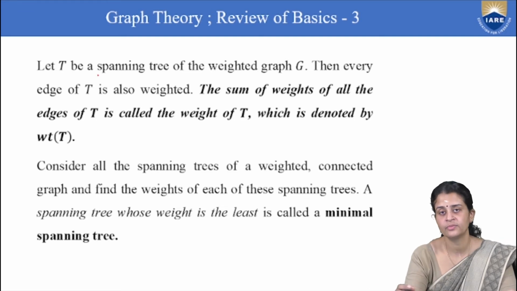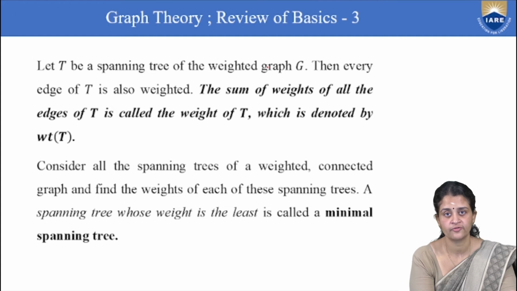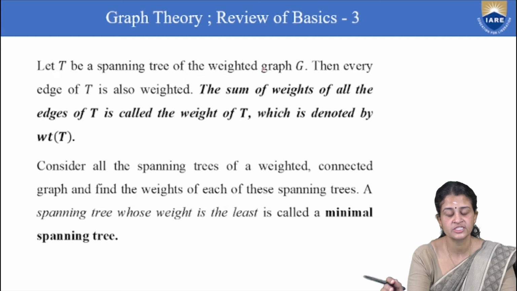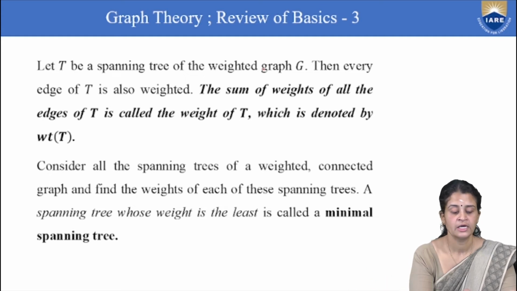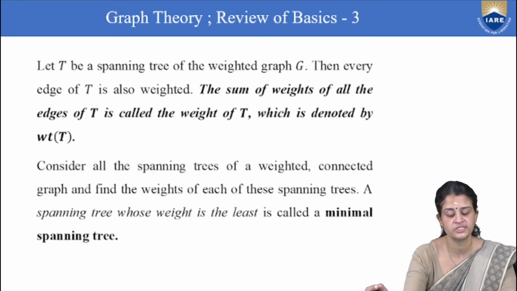Now we are going to the definition of minimal spanning tree. First, we have seen what is a weighted graph and how these weights are being assigned. Now we are going to our particular subject portion. Let T be a spanning tree of a weighted graph. You know what is a weighted graph? That is, every edge has been assigned a positive real number. Then every edge of T is also weighted. Why? Because T is a subgraph of the graph G itself. The sum of weights of all the edges of T is called the weight of T, and it is denoted by W(T).